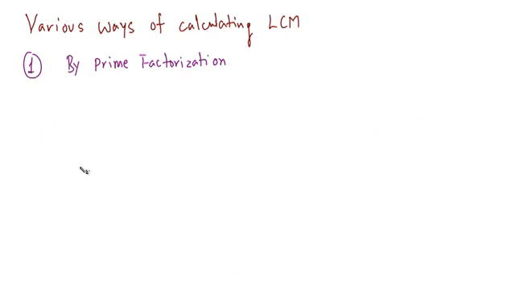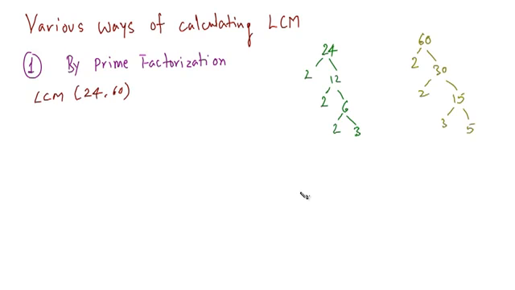In any exam you need faster ways of calculating LCM. So out of those many ways, there is one prime factorization method of calculating LCM. Let's do this with an example. Let's calculate the LCM of 24 and 60. So in this method, first you have to calculate the prime factors of the given numbers. I have already calculated the prime factors for you. So 24 can be written as 2 cube into 3, and 60 can be written as 2 square into 3 into 5.